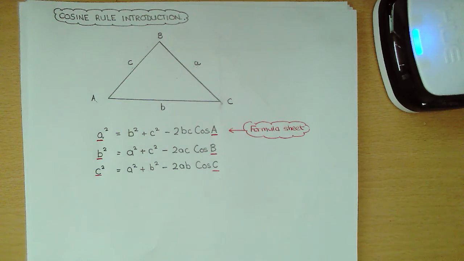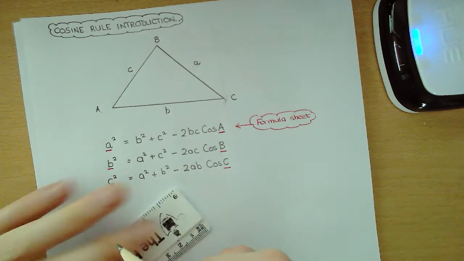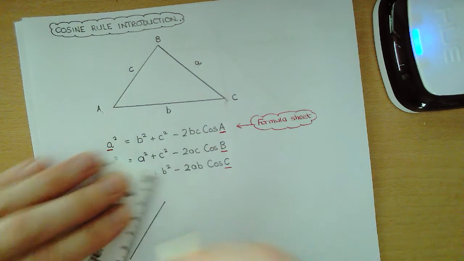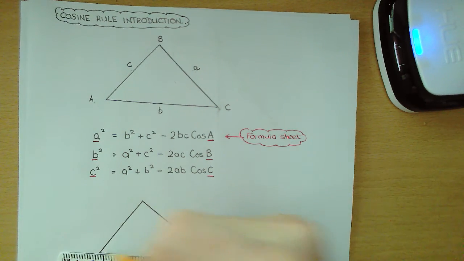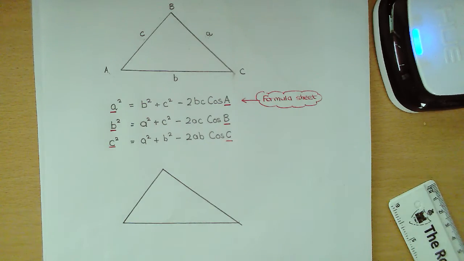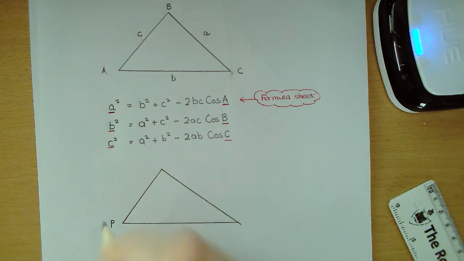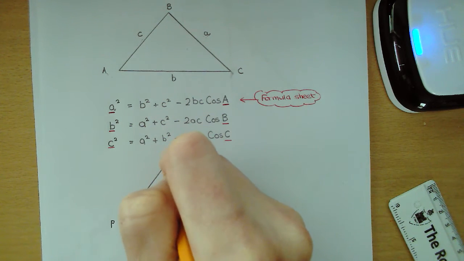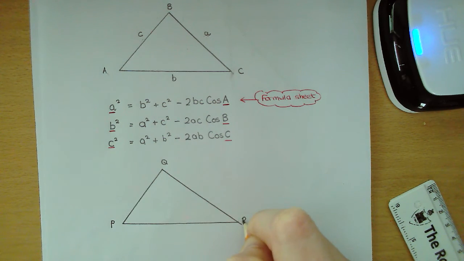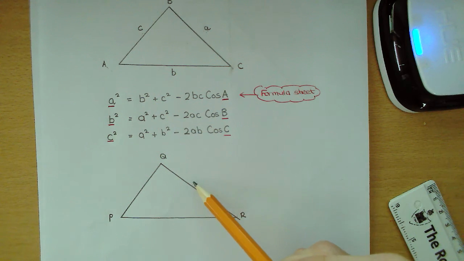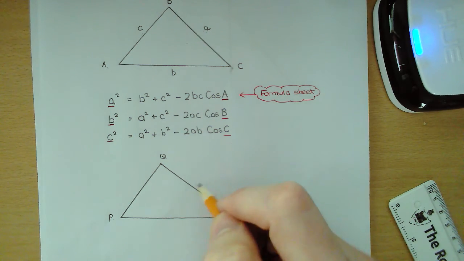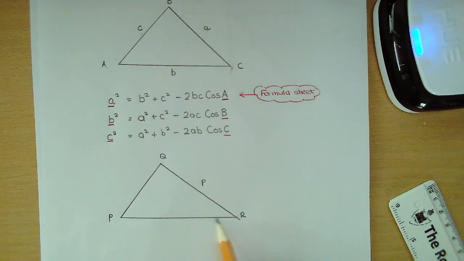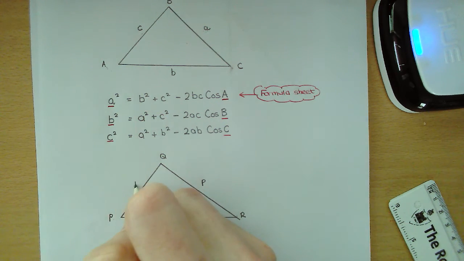So for example, let's say we have another non-right angle triangle. And we'll call this triangle PQR. So the corners are labelled with capital letters, capital P, capital Q and capital R. So that means the side opposite every capital letter has the corresponding lowercase letter. So this side is going to be small p, this side is going to be small q, and this side is going to be small r.